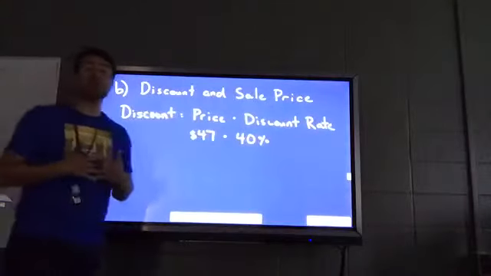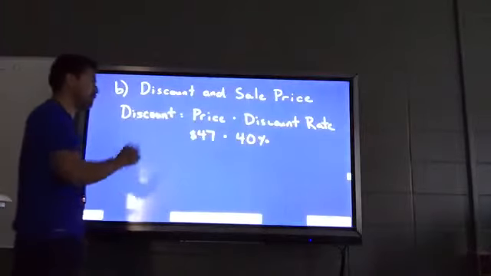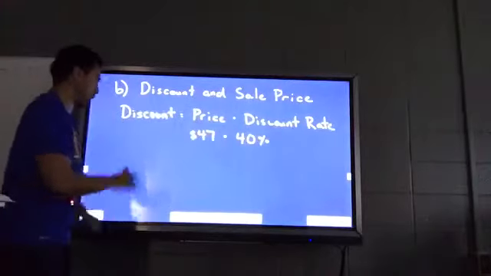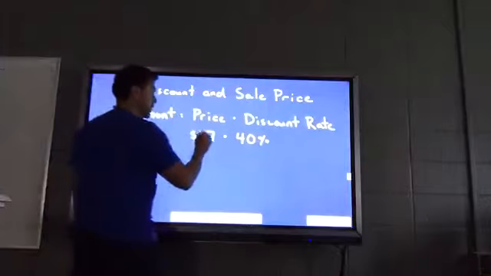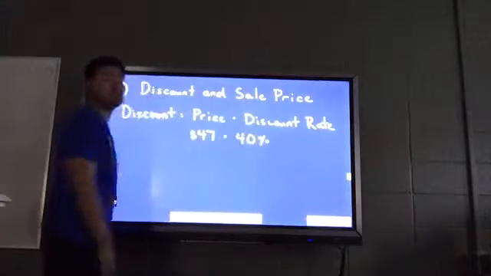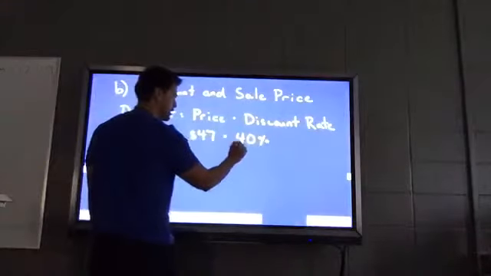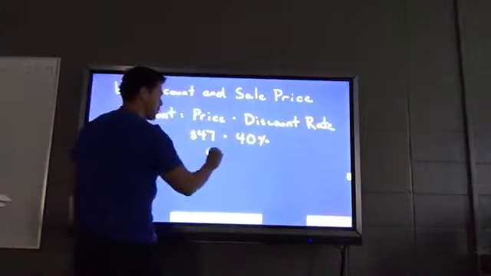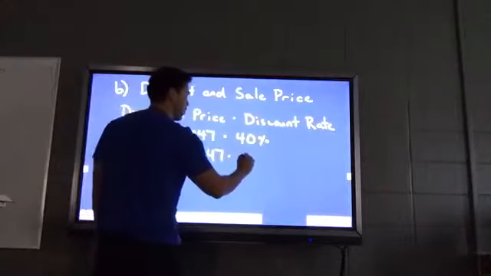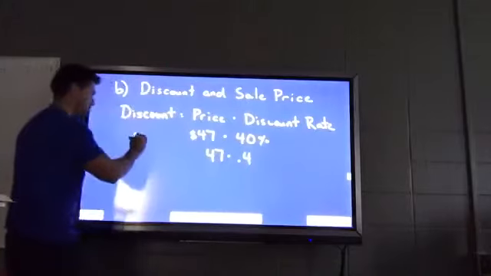So I want to know how much I save, what amount of money I'm going to save if I bought this item at this discount rate. So I'm going to take that 47 and multiply by the 40%. But what do I have to do with that percent again? Make it into a decimal. Move it 2 times. So it's really 47 times 0.4. Okay, so I'll multiply it out here.